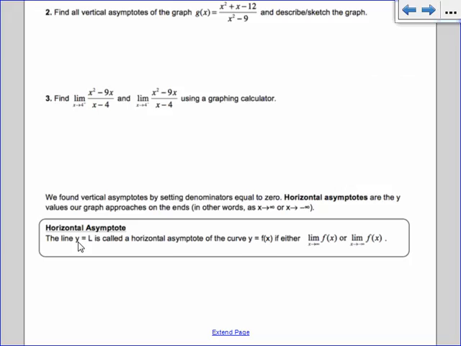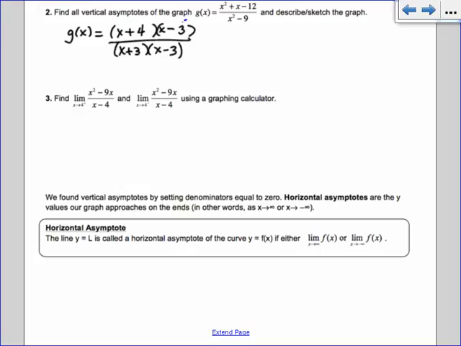All right, so the next one says find all vertical asymptotes of the graph. This is one that looks like maybe it does factor in the numerator and denominator. Maybe there's something that cancels, right? So we go ahead and we factor. When we factor the top, we see we have x plus 4 and x minus 3. And on the bottom, I have x plus 3 and x minus 3.